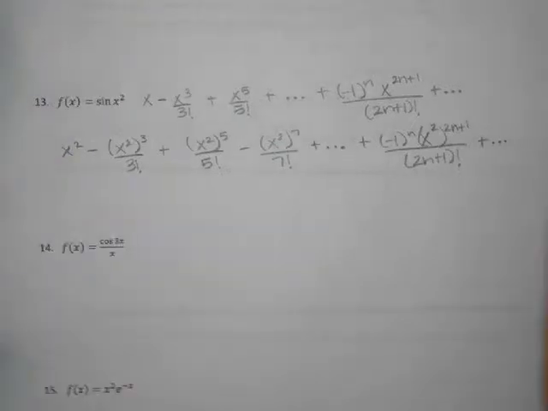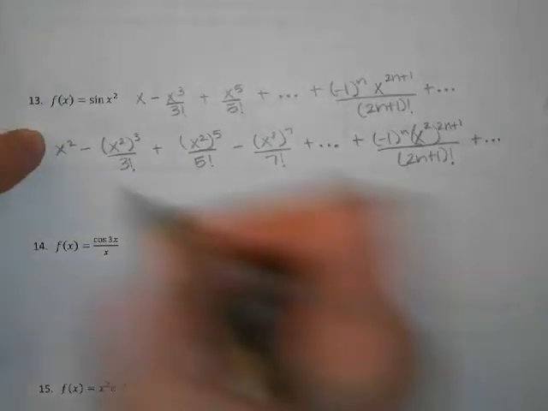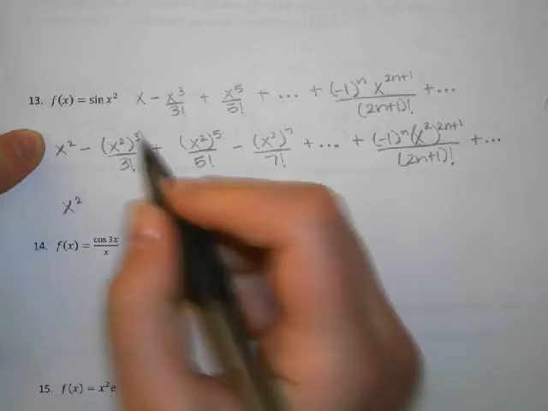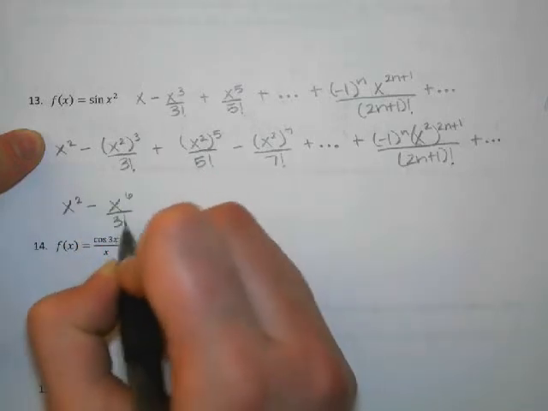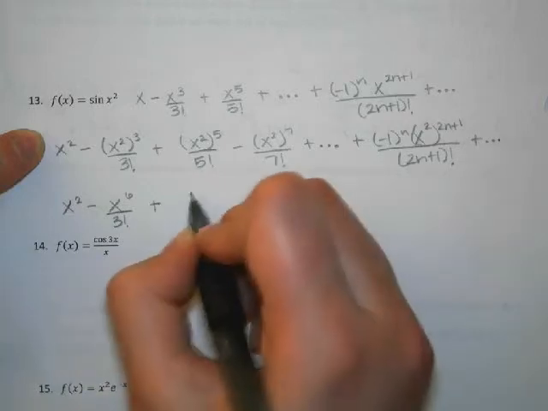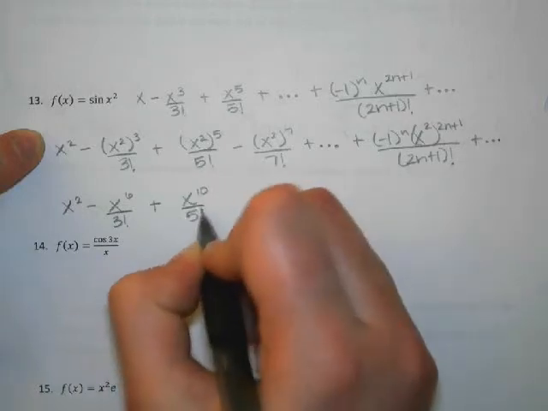Okay, so what we have, if we simplify it, is x squared minus x to the 6th over 3 factorial plus x to the 10th, good.